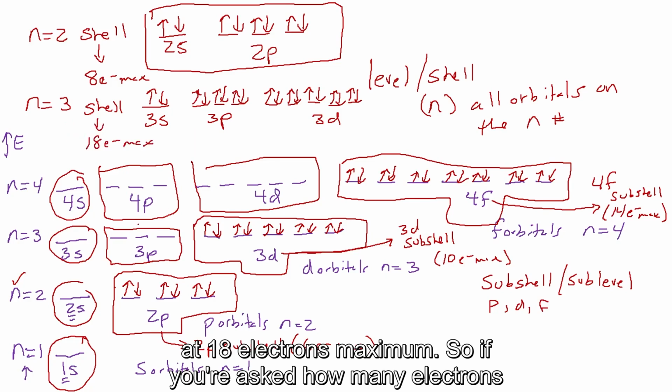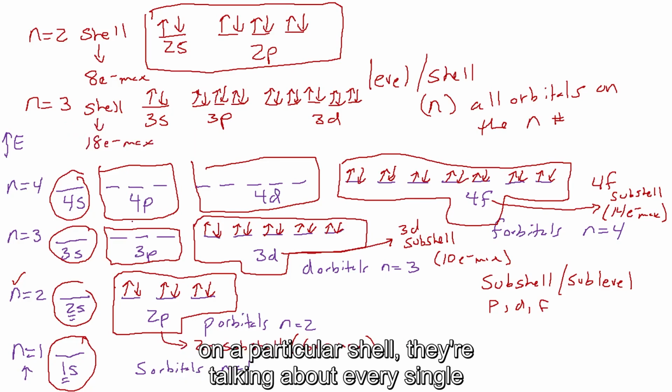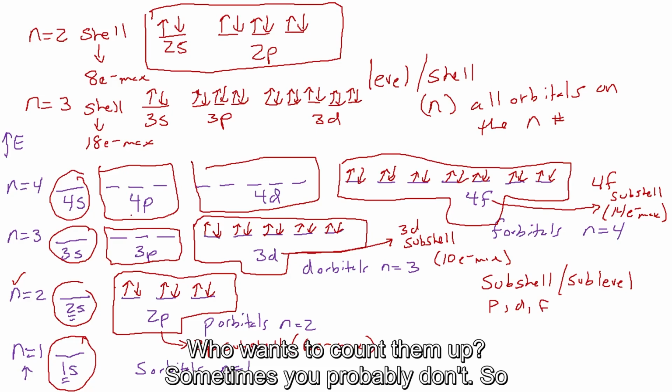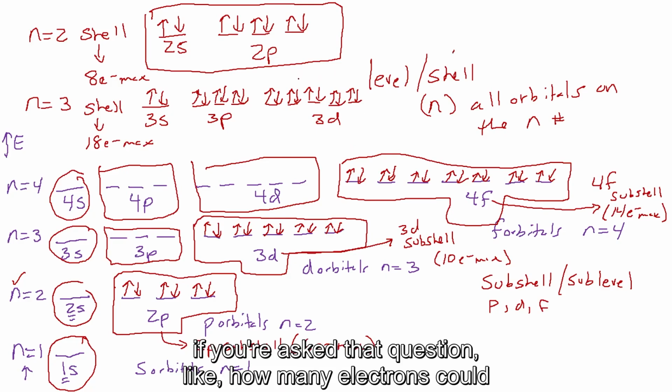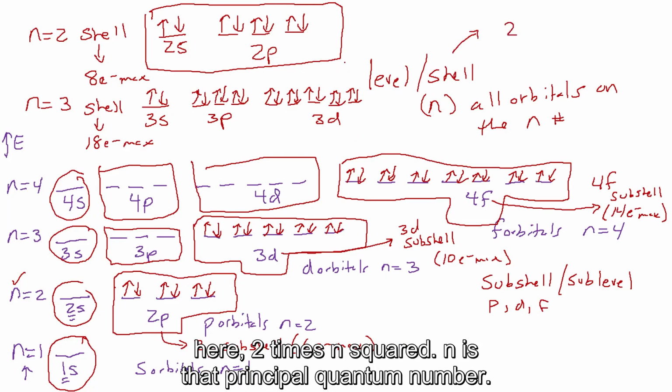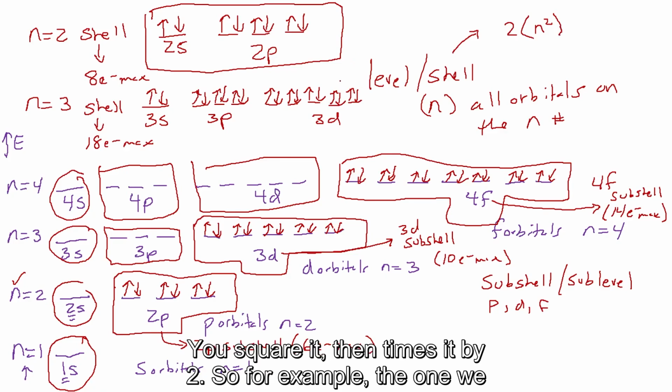So if you're asked how many electrons on a particular shell, they're talking about every single orbital on that particular shell. You could count them up. Who wants to count them up sometimes? You probably don't. So if you're asked that question, like how many electrons could you put on a shell or level, you could actually use this equation here, 2 times n squared. N is that principal quantum number. You square it, then times it by 2.